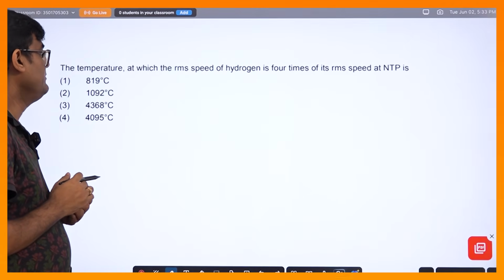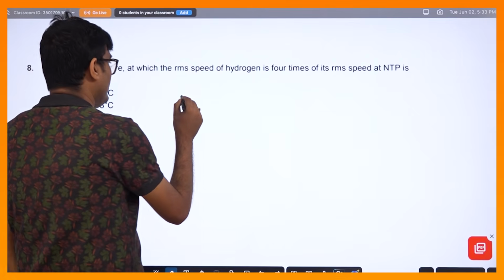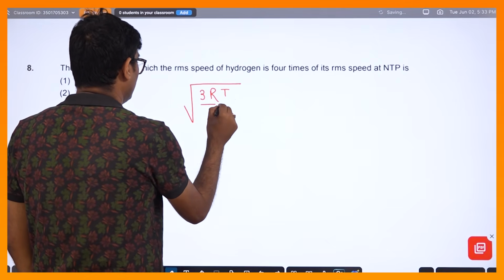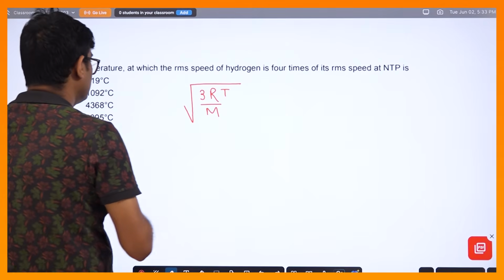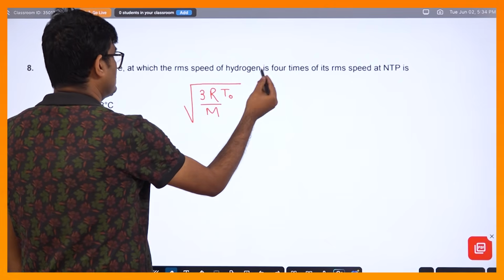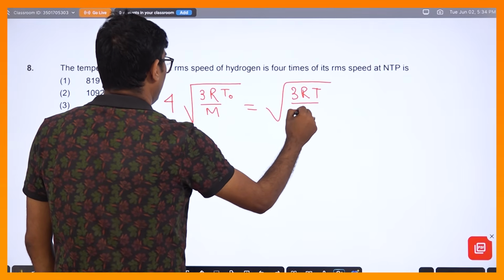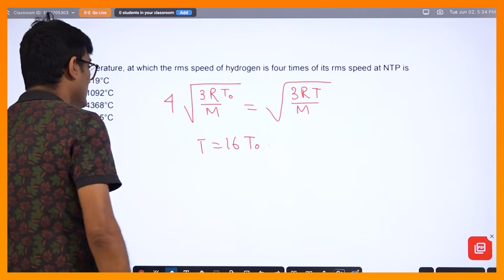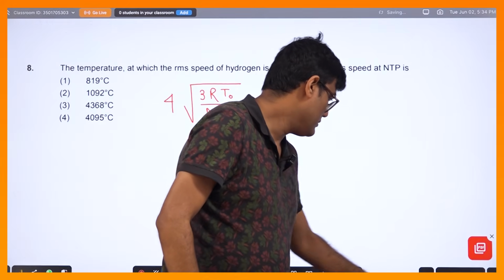The temperature where RMS speed of hydrogen is 4 times the RMS at NTP, you can calculate that. RMS value is root over of 3RT by M, right? So at NTP, if the temperature is T naught, then the temperature at which the RMS speed is 4 times of that is equal to root over of 3RT by M. So the value of T is equal to 16 T naught, right? So the T naught value, normal temperature, you can take and you can calculate. It's a very easy question.